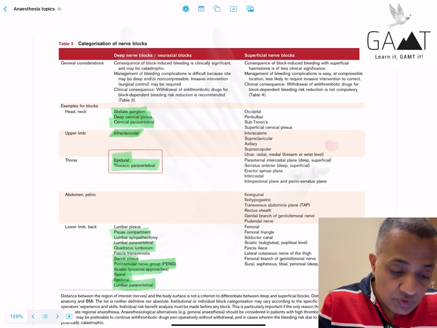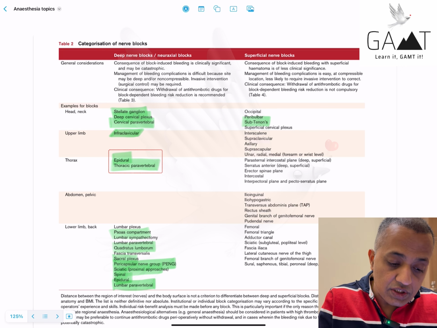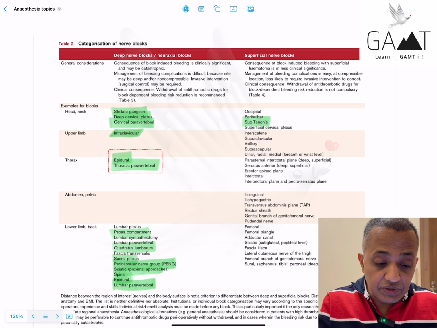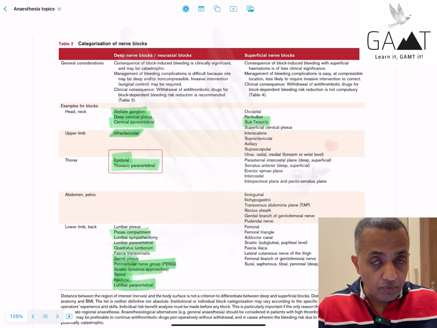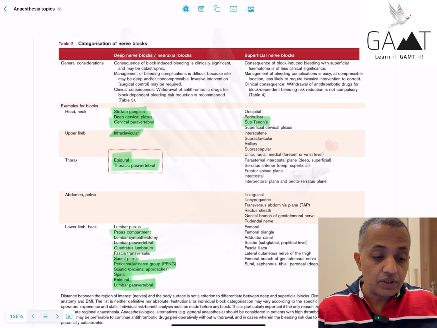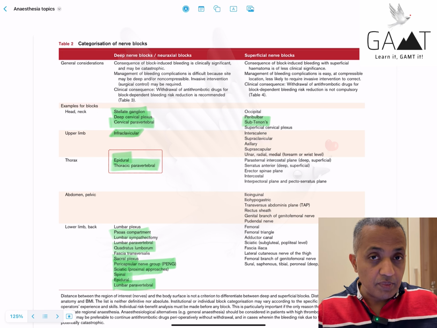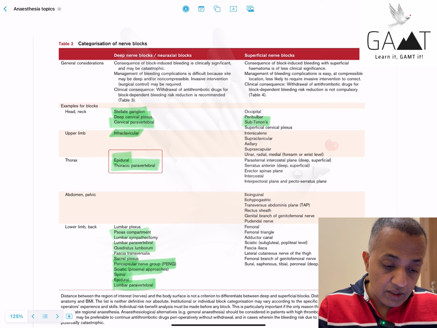In terms of the superficial blocks, the one thing that we need to understand is the sub-Tenon's block, which is the block people use sometimes for cataract surgeries. That is considered a superficial block. This is important because when you look at the guidelines later, you'll know there's a big difference between the two guidelines. So this will come in handy.